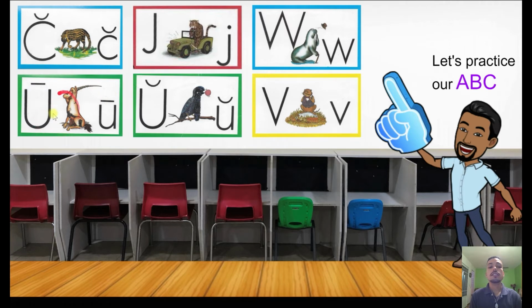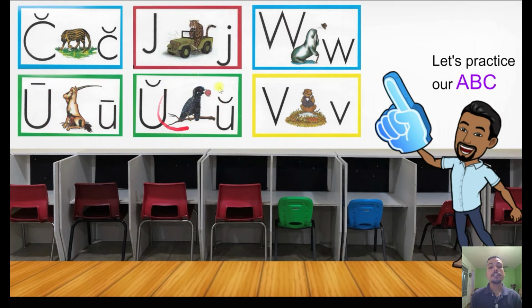The next one here, its name is unicorn. Unicorn. And unicorn has a letter that sounds U. So when you see the letter U with the line on top, it's going to sound U. Very good, okay?